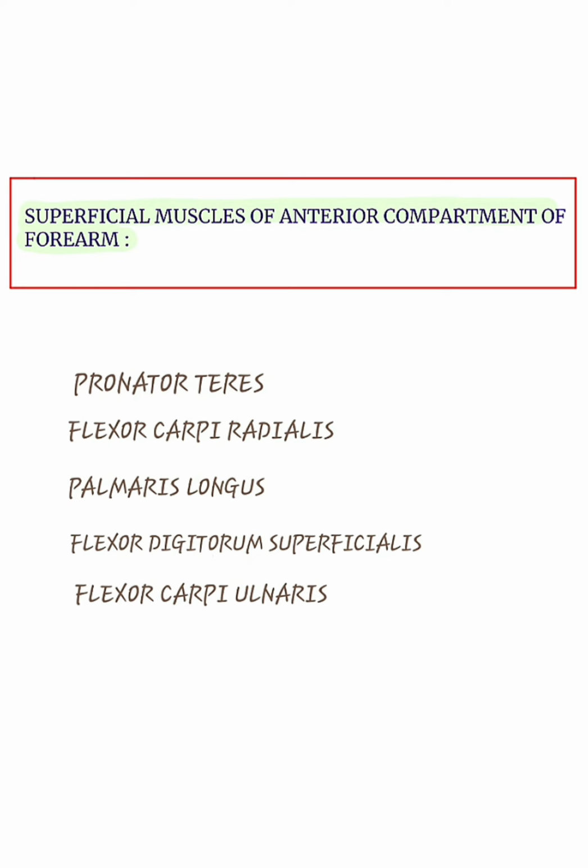The muscles of front of forearm are generally divided into two groups, superficial group and deep group. Now let's see about superficial group. Superficial muscles of front of forearm includes from lateral to medial, pronator teres, flexor carpi radialis, palmaris longus, flexor digitorum superficialis, flexor carpi ulnaris. So the pronator teres is lateral most. Flexor carpi ulnaris is medial most.